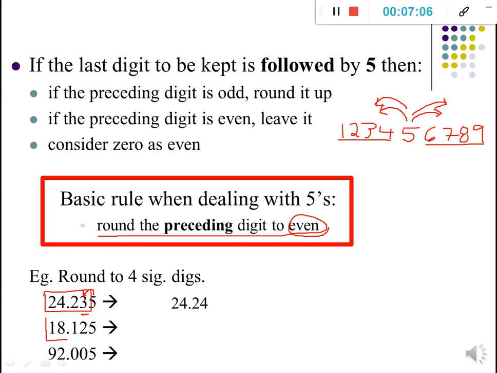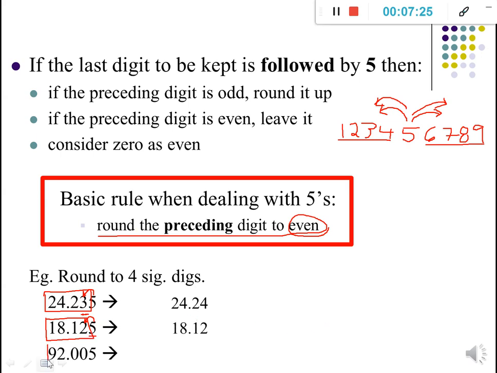With this one, we have 18.125, and we've got to round it to 4 significant digits. So here, the 5, we consider, do we round that 2 up or not? And the rule says round the preceding digit to even. Since 2 is already even, we leave it alone, and the answer is 18.12.